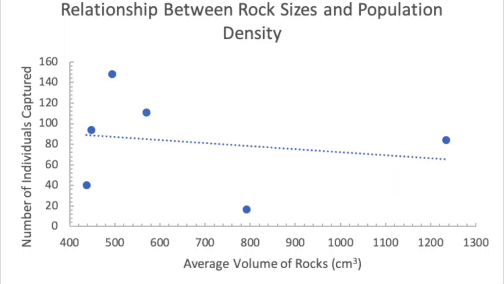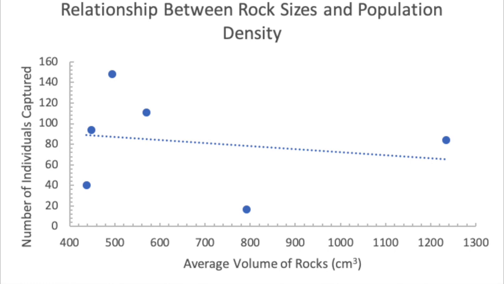We also compared the rock size with the number of individuals present. The rock size did not have much of an impact on the number of individuals we captured, and it also shows no real relationship. The highest number of individuals was 148 on the first day, and the lowest number of individuals was 17 on the last day.